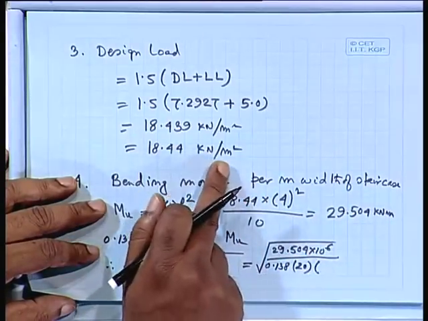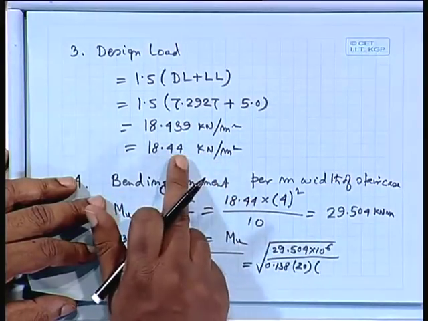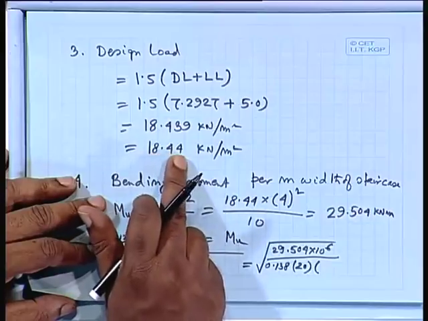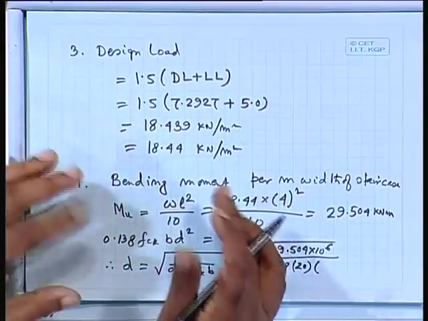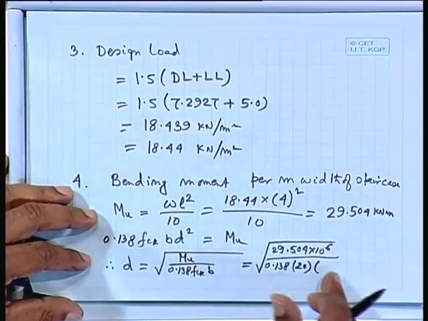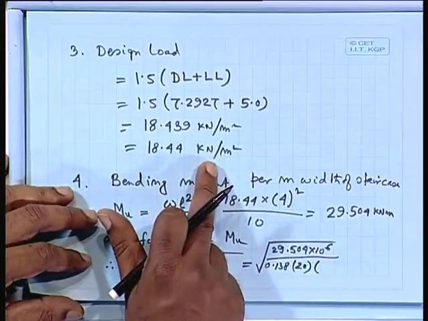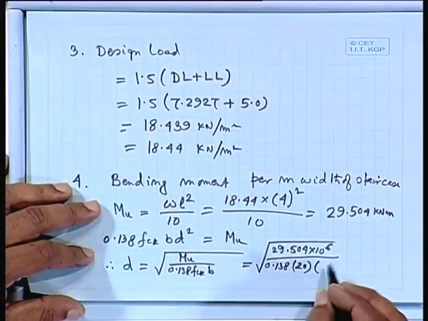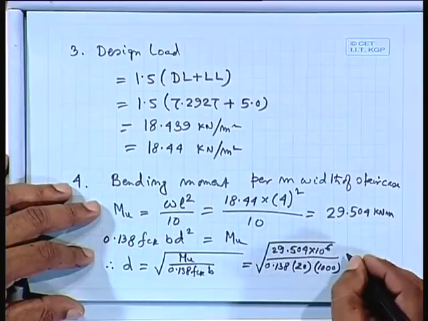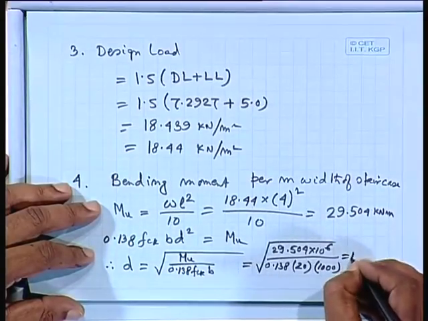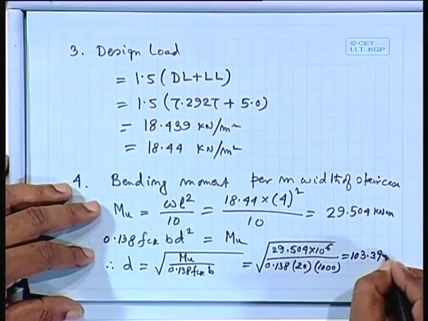I have not taken the 1.5 meter, I have taken per meter width of staircase because I have got it in kilonewton per square meter. One alternative could be that the same design load, 18.44, we can multiply by 1.5, the width of the staircase, then we can directly get it. Here we can write down B as 1500, but since I have taken till now 1 meter width, I have to specify here 1000, that you please note, and which comes as 103.39 millimeter.